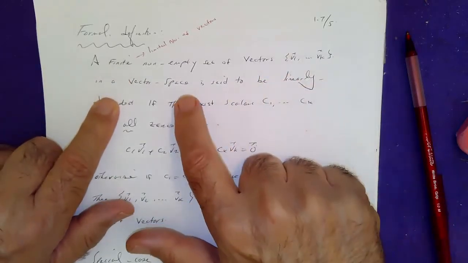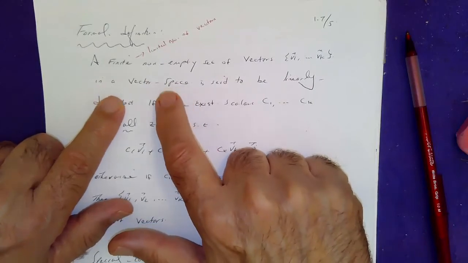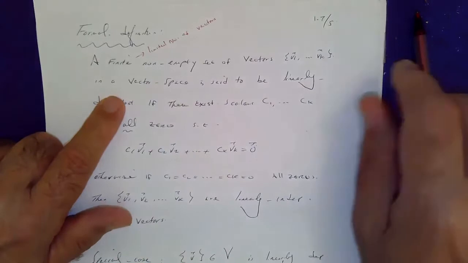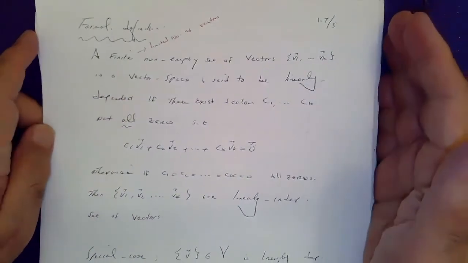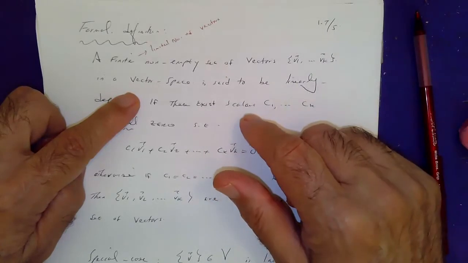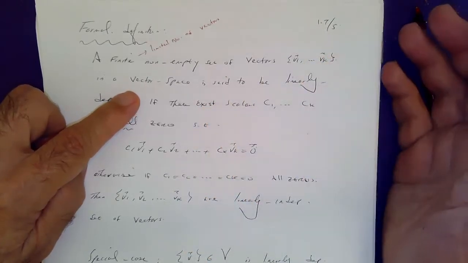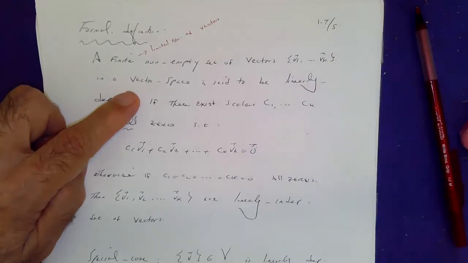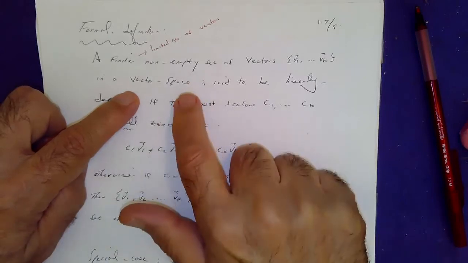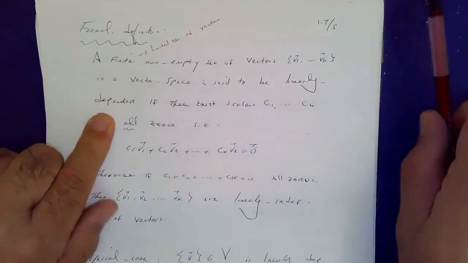In a vector space, remember we're gonna talk about vector space a little bit later in the course. If you happen to be in R3, that's your vector space. In R2, that's your vector space. Vector space can be a set of ordered pairs of numbers, or ordered triples, or it could be a set of functions, could be a set of matrices, and so on and so forth. Is said to be linearly dependent.